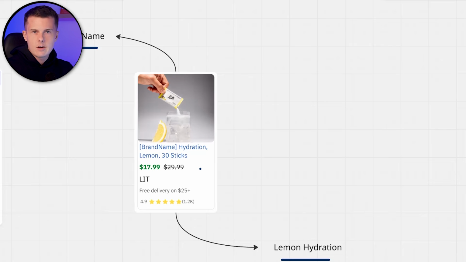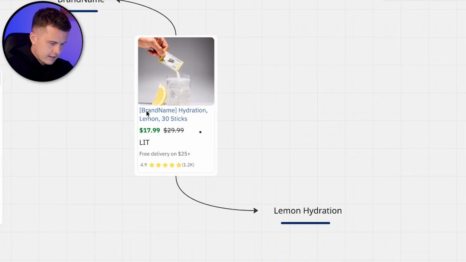Not by rebuilding your campaigns for the 5th time, but by making each product visible to the demand it was previously invisible to. So let's stick with the electrolyte powder here. Here's obviously the before, so the brand name, which is Lit. So it'll be Lit Hydration Lemon 30 sticks.